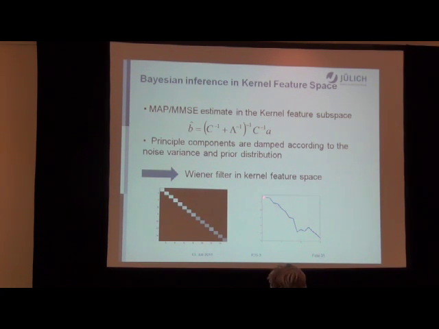And you see, here's a 1, it goes to 1. You see that the components of the principal components are damped by this operation. And this is nothing else than a Wiener filter, but instead of frequencies which are damped, in this case, the principal components are damped.